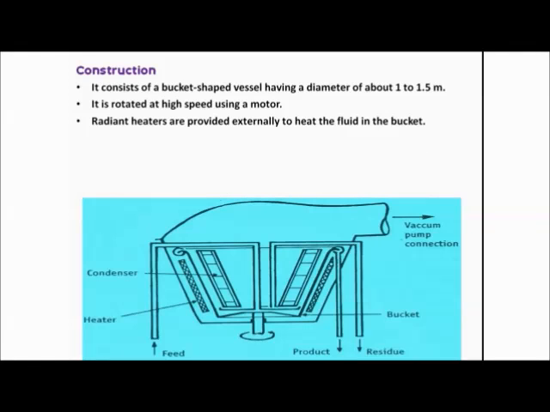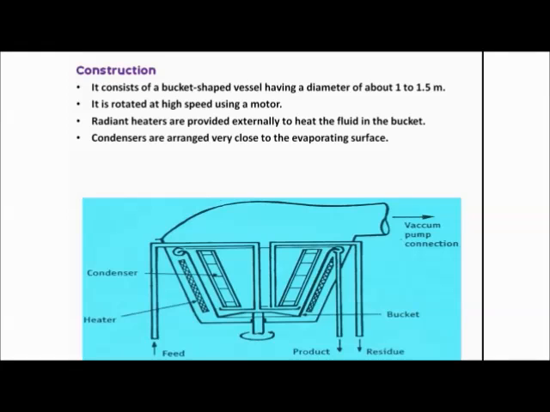Now radiant heaters: to heat the liquid we will use the radiant heater. The radiant heaters are provided externally to heat the fluid in the bucket. This is the bucket, right? This dark color line, this is the bucket. Here the motor is fitted. The motor will revolve the bucket. So here you have the radiant heater. This radiant heater will heat up the surface of the bucket, right?